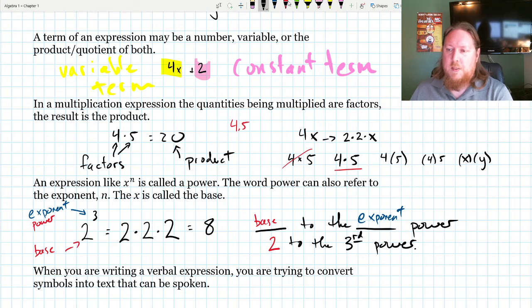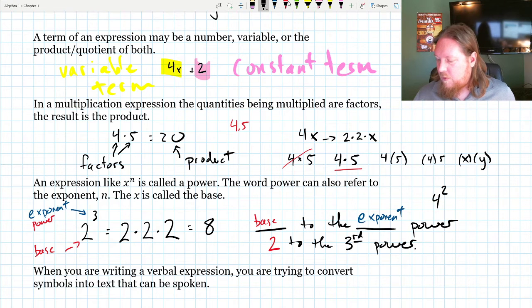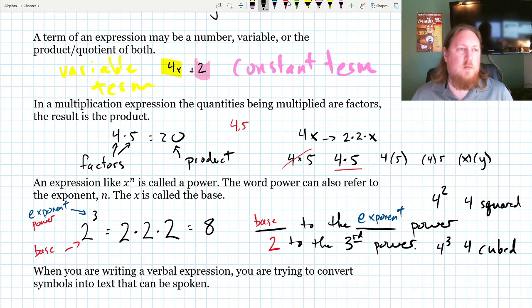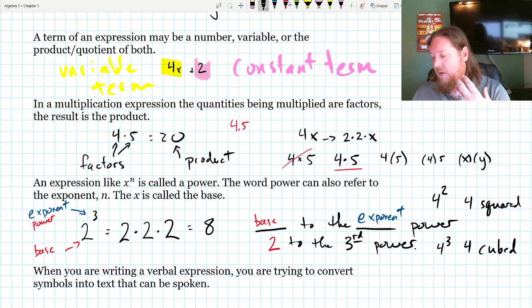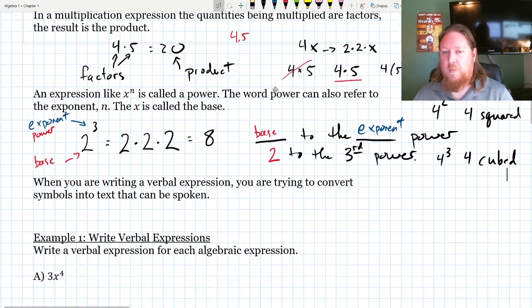There are other special ones, like, oh, let me actually undo that last little bit there. Let's do 4 to the second power. We just call that 4 squared. That's the common shortcut there. If you have 4 to the third power, we would just say 4 cubed. And that's just because of the nature of what the second power means and what the third power means. If you're familiar with area and volume, that will probably make sense to you.